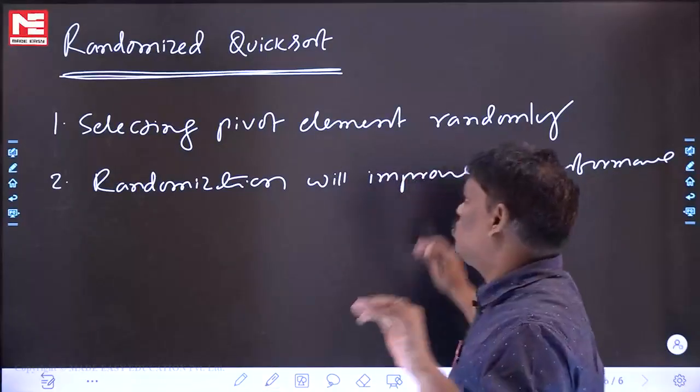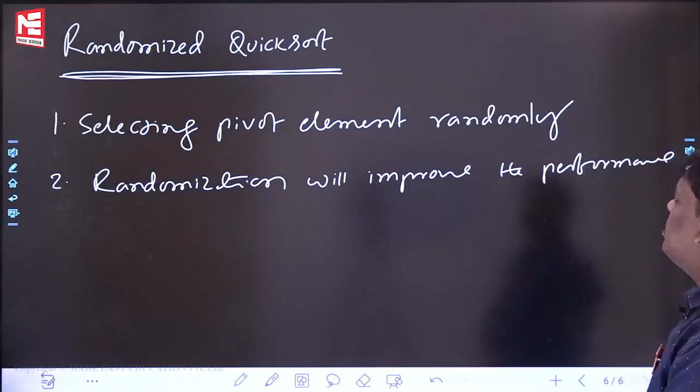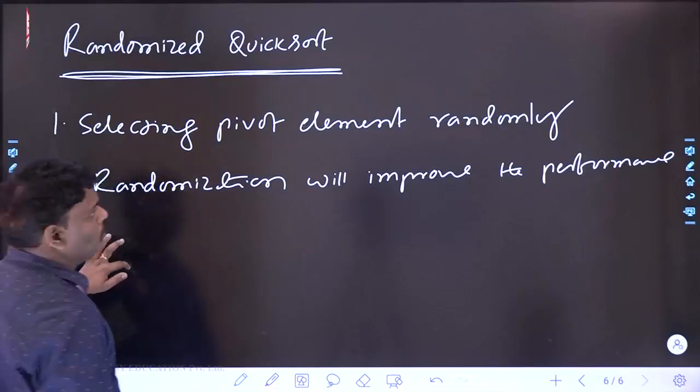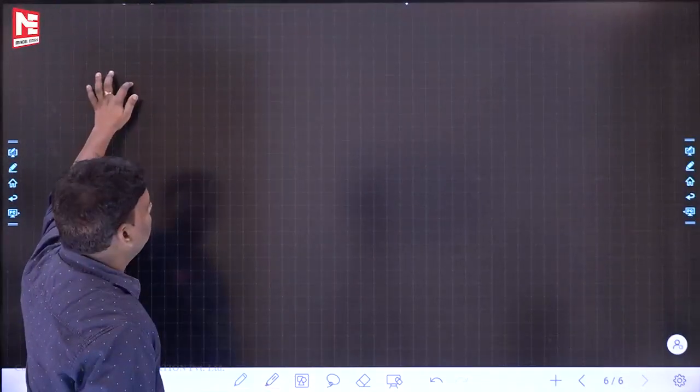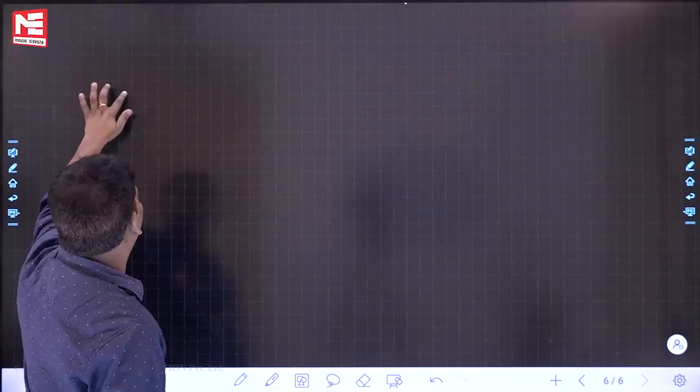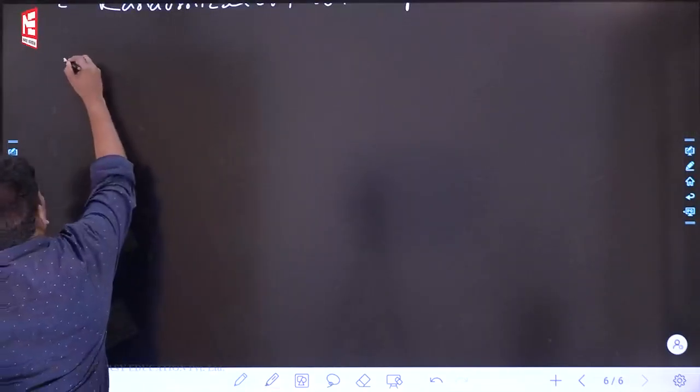Anyhow, see these two lines. First line: selecting pivot element randomly is known as randomized quicksort. Second: randomization will improve the performance. These are the two reasons why the concept of randomized quicksort came. So let's go for one example of randomized quicksort.